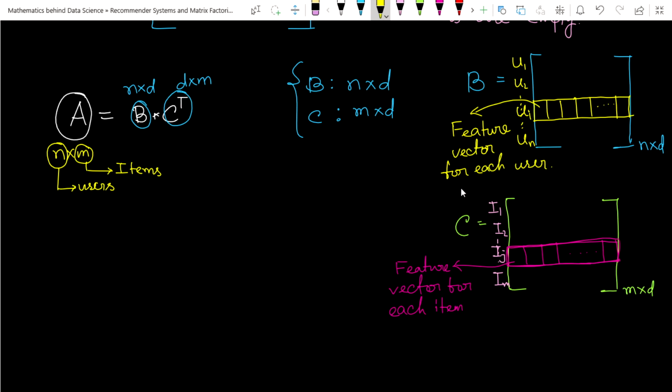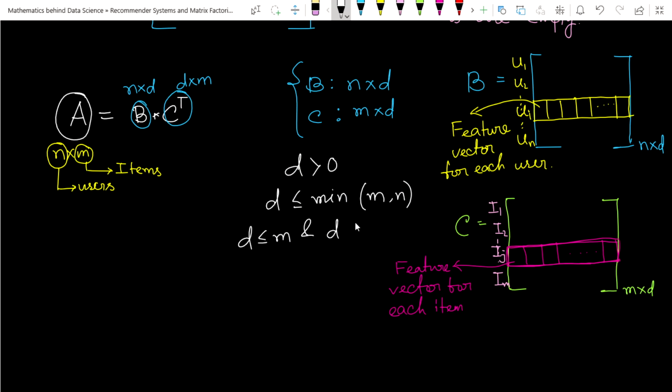Now, what is D actually? The D must be greater than 0, and the D value is less than or equal to the minimum of M and N. That means D is less than or equal to M, and also D is less than or equal to N.